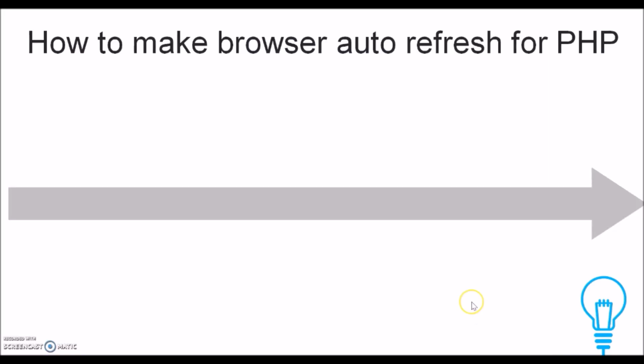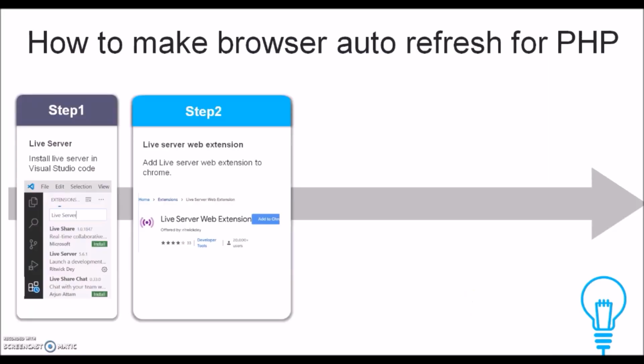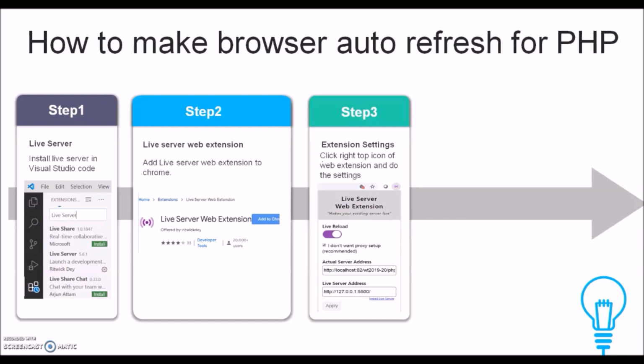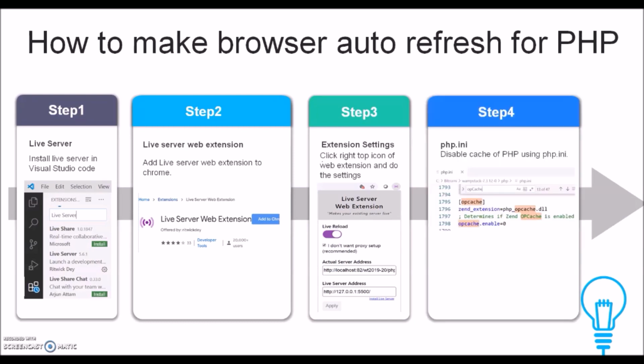Let's see what step 4 is. Step 1, live server. Step 2, live server web extension. Step 3, setting up the extension. And now what is step 4? See, many times what happens is that even if we do these 3 steps, your web page will still not refresh automatically in the browser because of the settings in the PHP module. So for this, you have to go to your installation folder where the PHP folder is. In your WAMP or XAMPP PHP folder, you have to open one configuration file, php.ini. In that php.ini, you have to disable the cache of PHP.